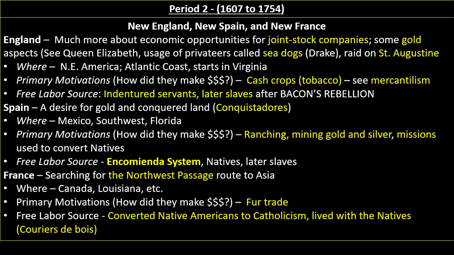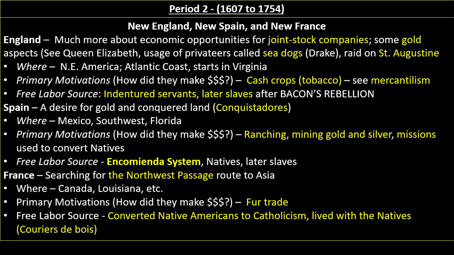For example, Queen Elizabeth I used a group of privateers, not pirates, privateers. They were paid by the government. They were called sea dogs. The greatest example is Sir Francis Drake, who leads raids in places like St. Augustine, Florida, where the Spanish are set up, and they take all their gold from them.